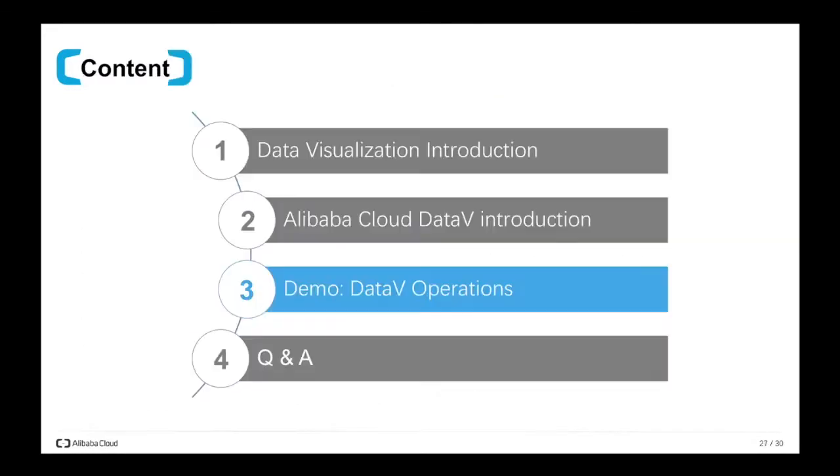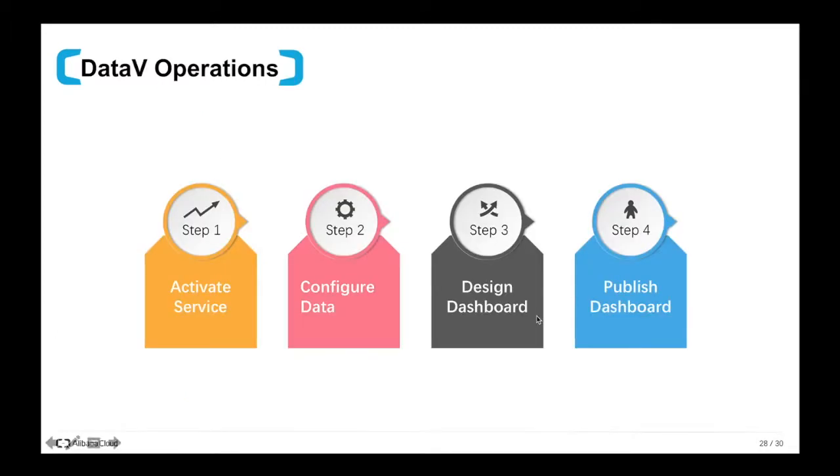Okay, that's all for the introduction of the Alibaba Cloud DataV product. Next, I will show you a live demo of basic DataV operations. So here is the process of creating a data visualization dashboard using DataV. First, step 1, you need to activate the service, and step 2, you need to configure your own data source. Step 3 is you should design your dashboard according to your own business requirements. Step 4 is publishing your dashboard for public access. Okay, let me show you the demo.